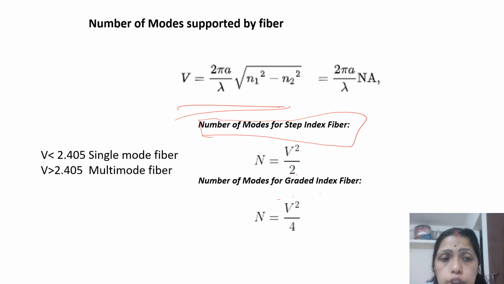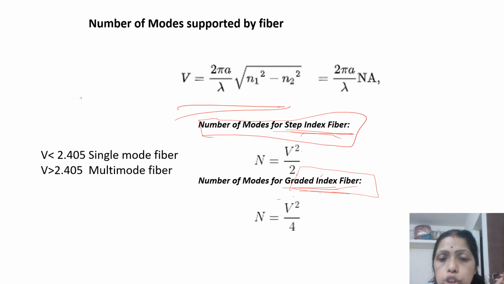I told you about the skew ray and the meridional ray. In the case of the meridional ray, I told you that the core refractive index is constant. But in the case of the skew ray, the core refractive index is different. If the core refractive index is different, the fiber is named graded index fiber. If the refractive index is constant inside the core, the fiber is named step index fiber. This I will discuss again in the next lecture.